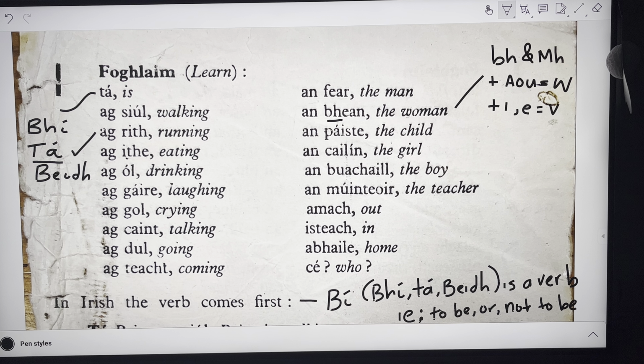So in Irish, the verb comes first. Now look back to the top, underneath foclóir, tá, that's our verb. So most likely this is all we're going to encounter in this page, tá.